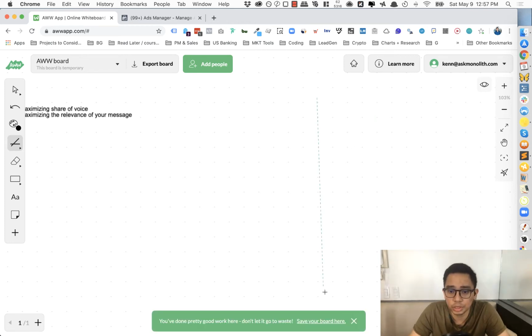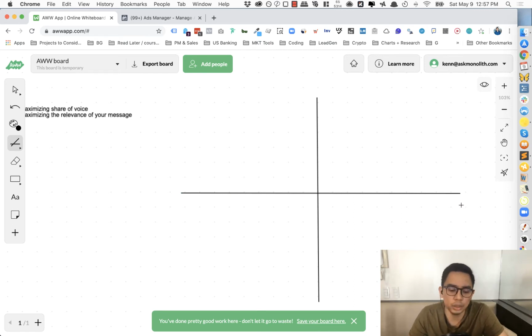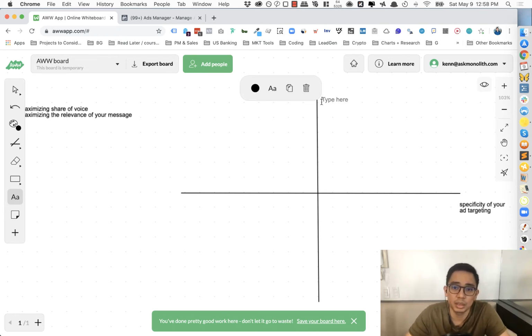So let me draw a matrix here. There are really two factors for SMEs to win in the digital space. Factor number one is the specificity of your ad targeting. And the other element is the relevance of your message to that target market.